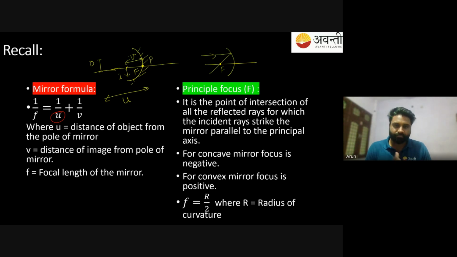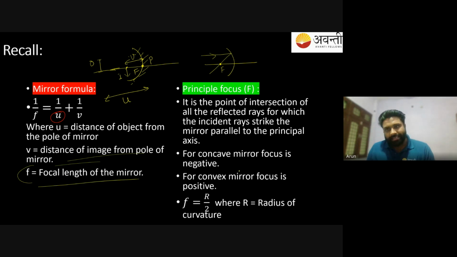ठीक है. So we are done with this. What is the value of f? f is the focal length, the distance of the focus from the pole. So it is termed as the focal length. Okay. And here f is the focal length in the mirror formula.